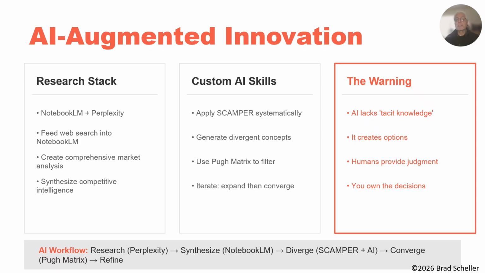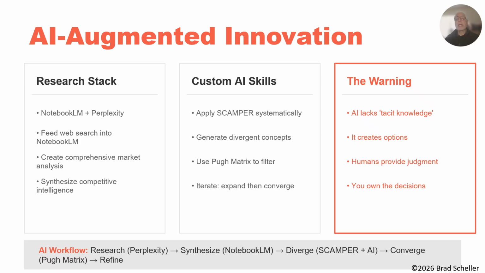You can build skills that systematically apply SCAMPER to your subproblems. Ask the AI, apply all 7 SCAMPER techniques to the problem of such and such. It will generate dozens of concepts rapidly. And here's the key workflow. You're using AI also to diverge first, generate lots of options, and then you use the Pugh matrix or my version of it to converge. You filter down to the best ones.